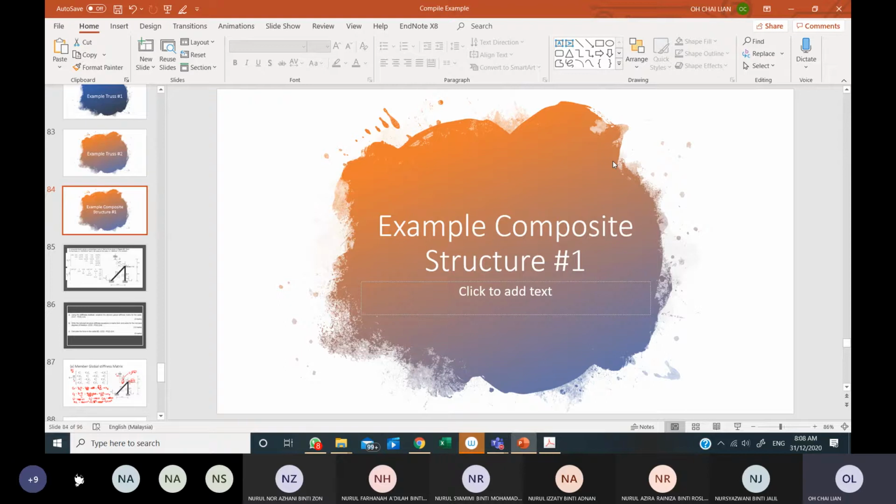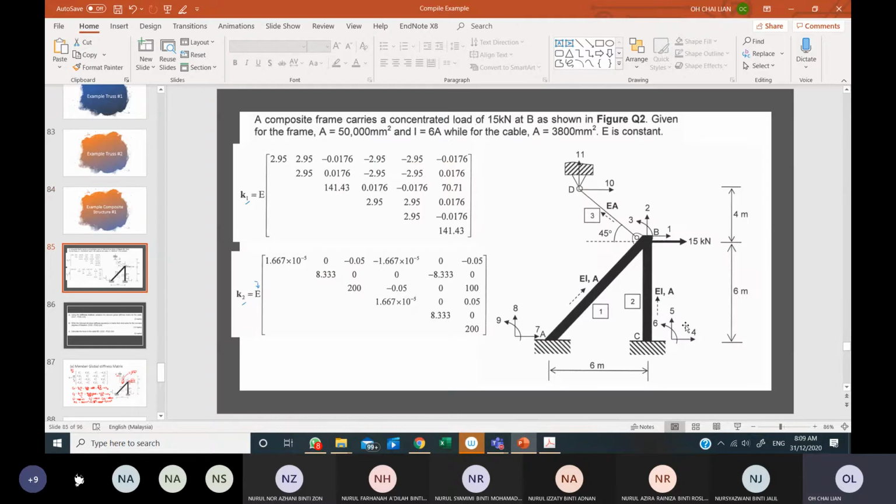Get ready with your exercise book. We are going to do this together. So this is the problem. Let us read the problem first to understand what is our strategy for the solution.